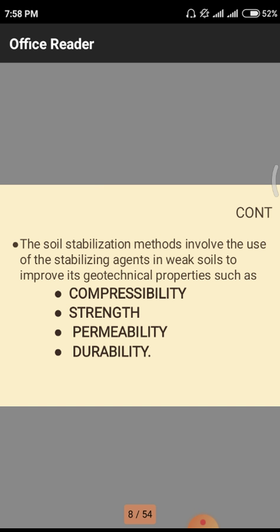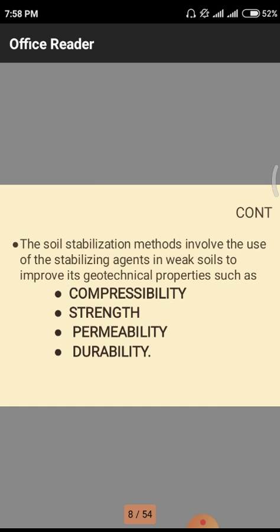The soil stabilization methods have to improve these major four properties, and the first one is compressibility. Compressibility means the structure will have its own weight. Due to its own weight it has to penetrate into the ground, so that we need to control that penetration by using different types of foundations and different types of designs.